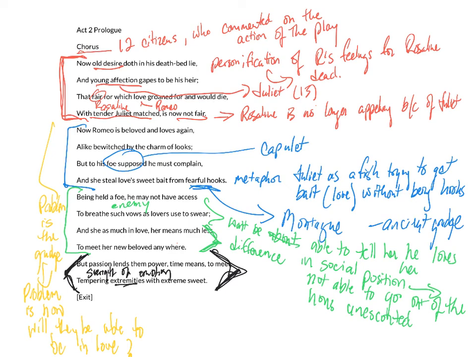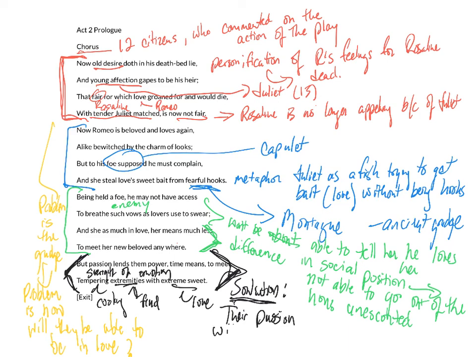Tempering extremities: in this case, tempering means cooling extremities, and the extremity in this case is the feud or the anger or the violence between the families. Tempering extremities with extreme sweet, and of course the extreme sweet here is love. So what's our solution? Oops, sorry, I can't spell. Solution. So the problem is, how are they going to be together? The solution is, their passion will find a way to overcome the feud, or to allow them to find love. Of course, it may not be enough, but it will be enough to bring them together.